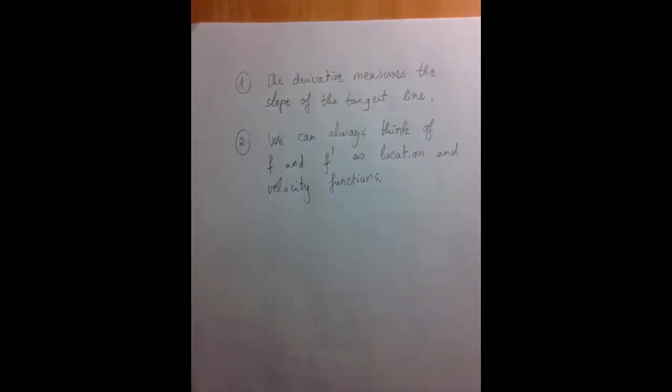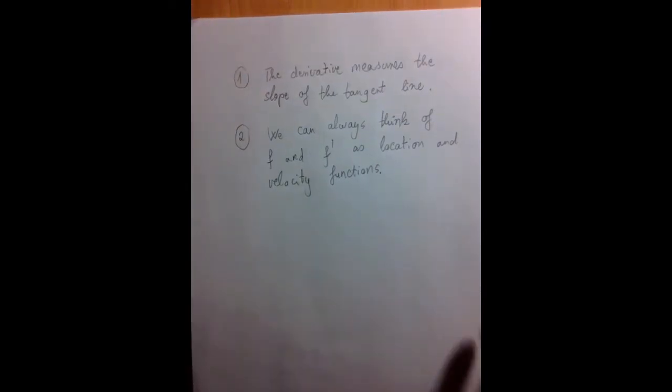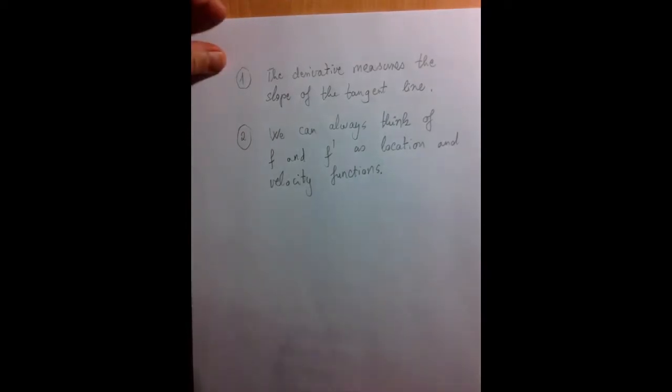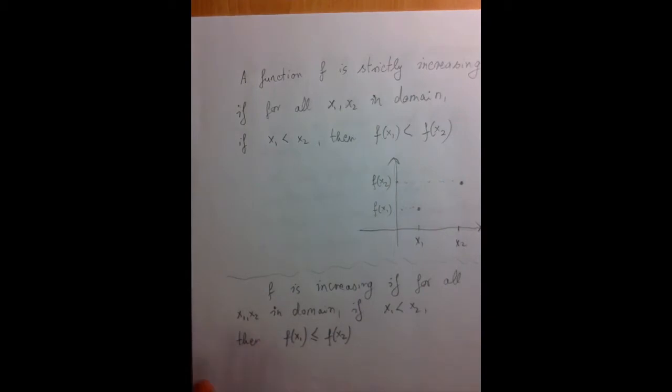Throughout the entire course, two ideas will always help you to have an intuition about the derivative, and those are the following. These are going to be very important things to remember. Number one, the derivative measures the slope of the tangent line, and number two, even if it's specifically stated otherwise, we can always think of f and f prime as location and velocity functions. So these two ideas will be recurring and will motivate a lot of ideas. So remember them.